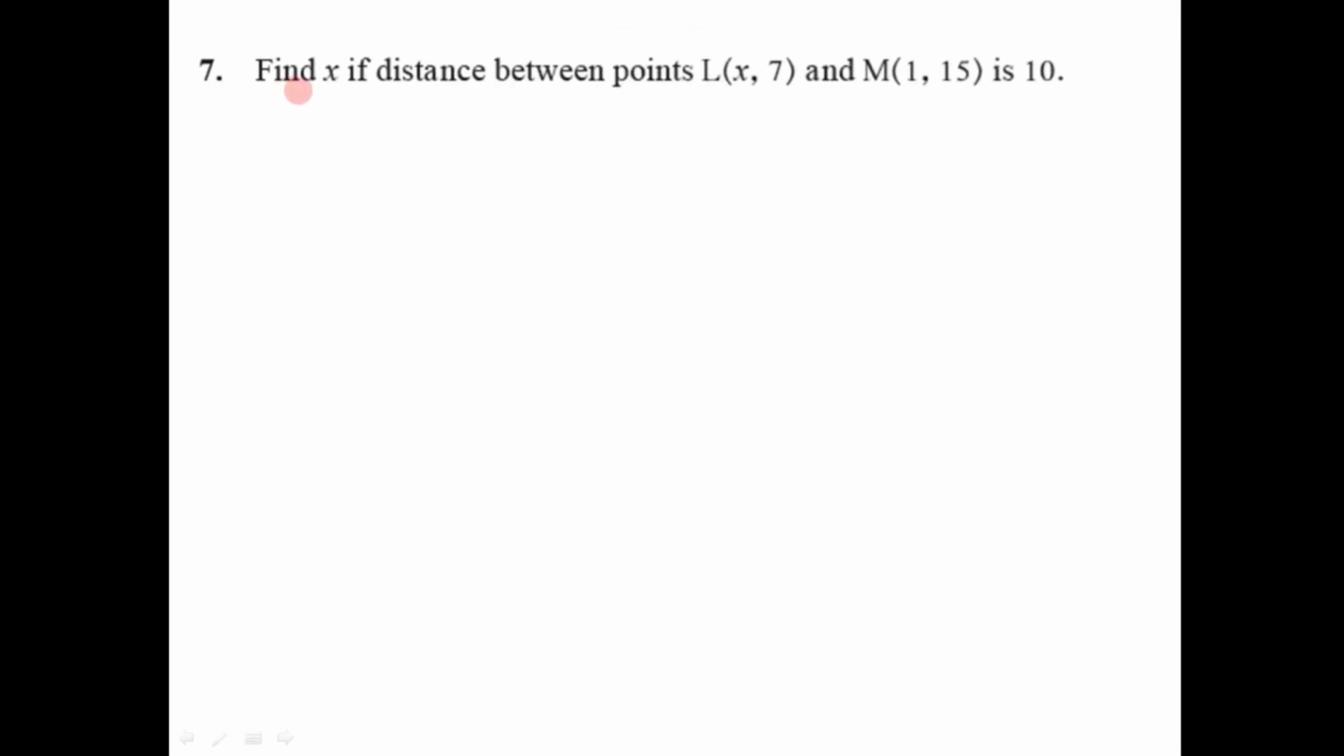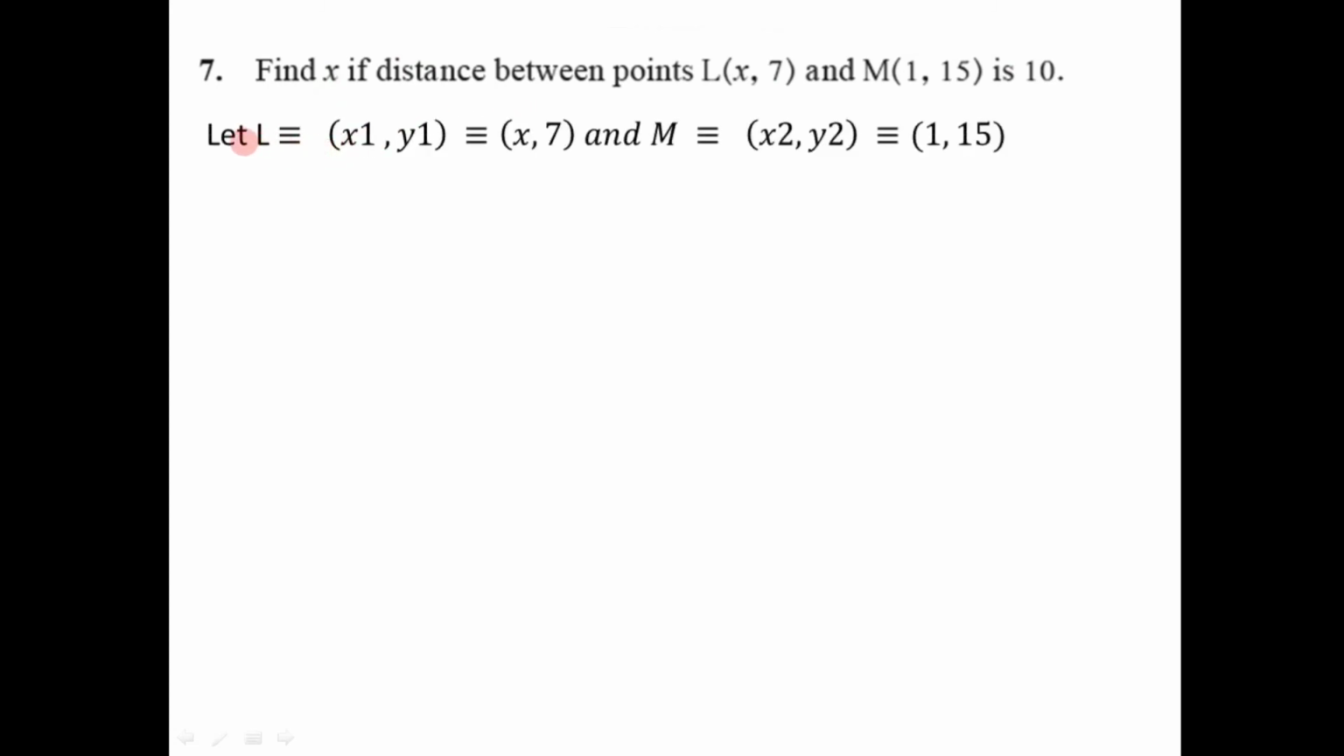Now the next question is, find the value of x if the distance between points L(x, 7) and M(1, 15) is 10. This time the distance between these 2 points is given and that is given to be 10. From this we have to find the value of x. So again here we have to use the distance formula. So first of all, let us consider the coordinates of point L as x1, y1 which are given to be (x, 7) and the coordinates of point M, let it be x2, y2 which are given to be (1, 15).